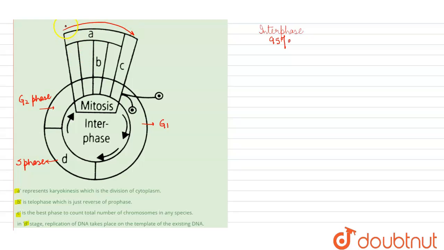This is the M phase, out of which this is the prophase, metaphase, anaphase and telophase. So that means the A part of it will represent the karyokinesis. So this is what is represented by A, whereas the C shows here the cytokinesis, where the cell will divide into two. So let's first see now this one. Now interphase is 95% of the time. So we know that the part A which is shown here is basically the karyokinesis or the division of the nucleus.